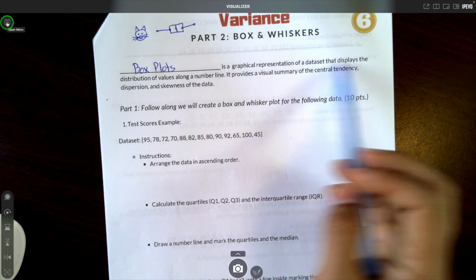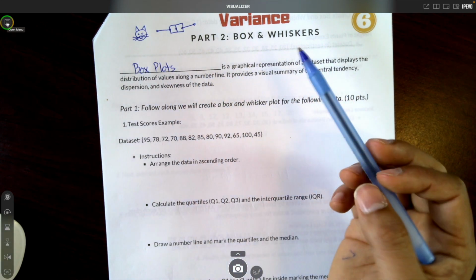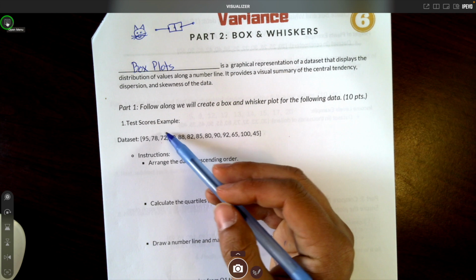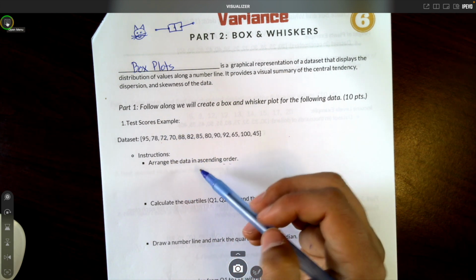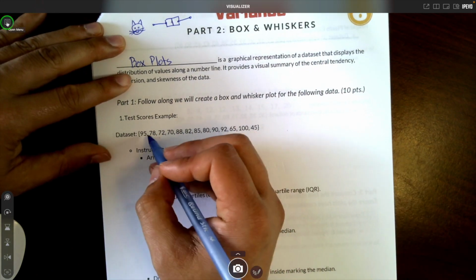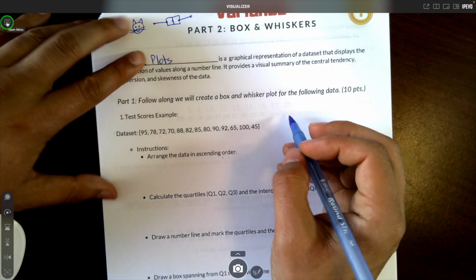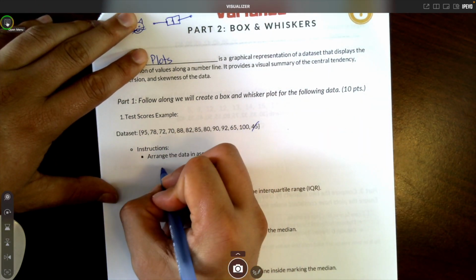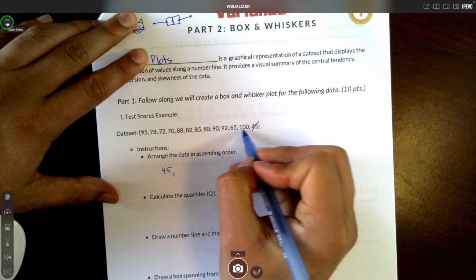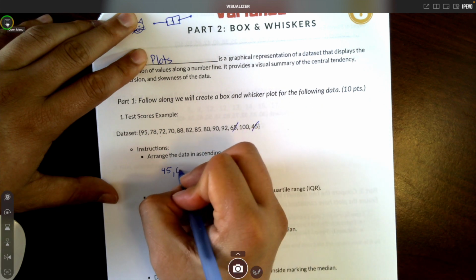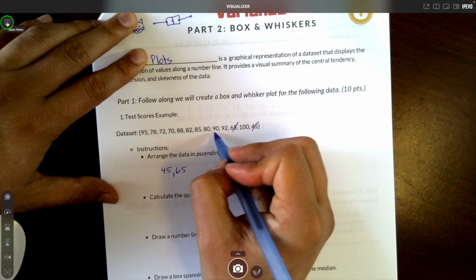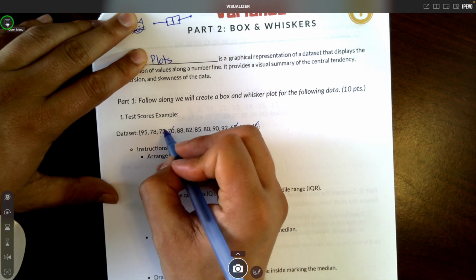You guys can read the rest, but this is the definition of a box plot. We will first create a box plot by arranging the data set in ascending order, meaning from lowest to highest. So we got to arrange this data set from lowest to highest. I think 45 is the smallest number. Then we have 65. Then we got 70, 72.